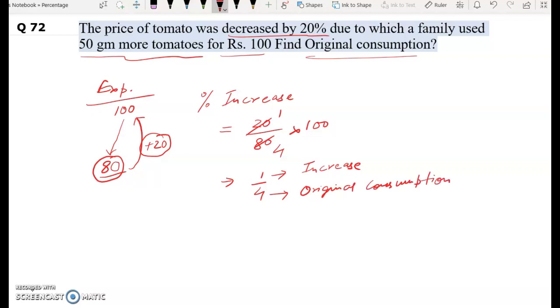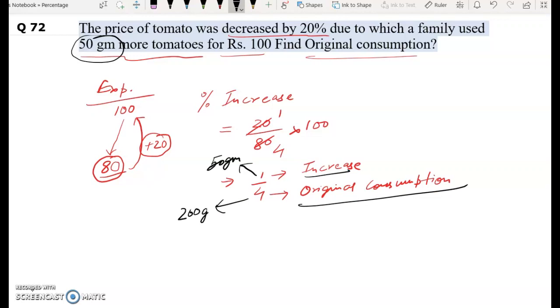Now in this question, the family used 50 gram more tomatoes. Now increase is how much? 1 unit. So this 1 unit represents how much? 50 gram. So 4 units is our original consumption. So 4 unit will represent how much? 4 into 50, which is 200 gram. And this is our answer.